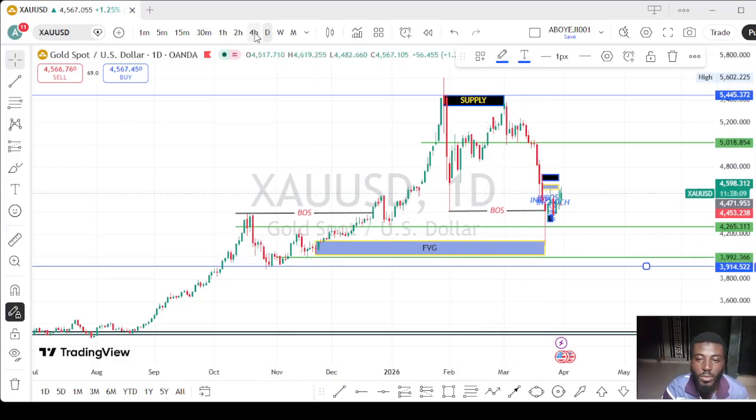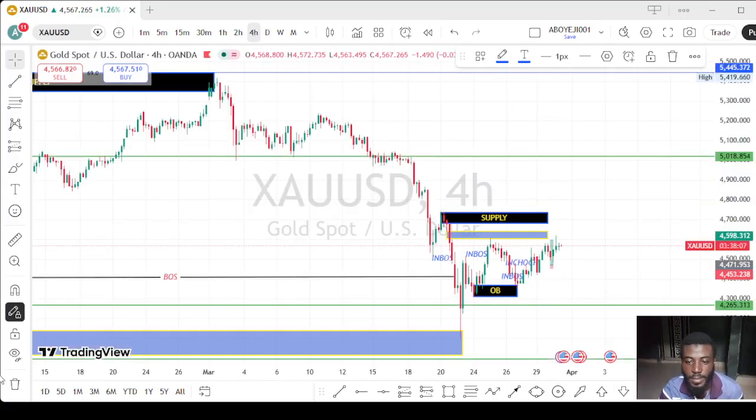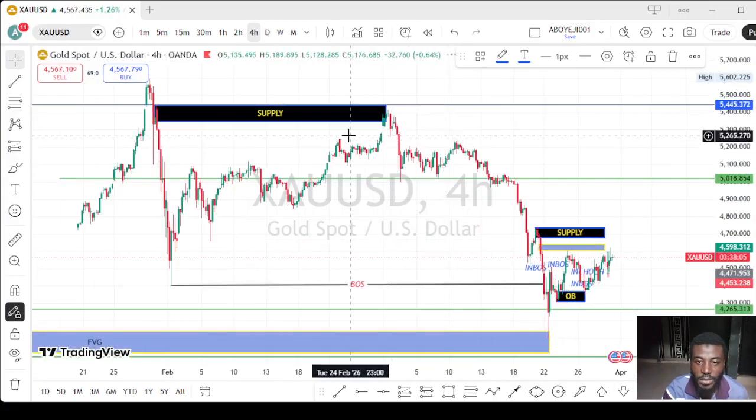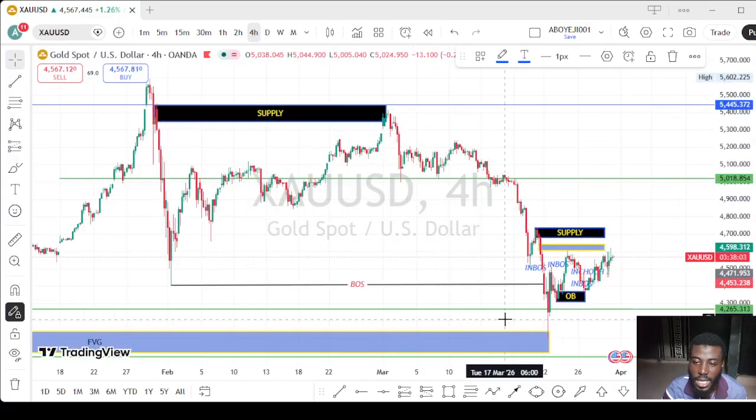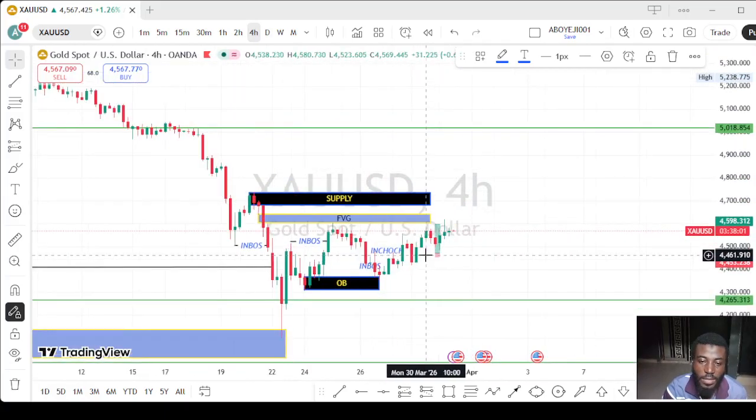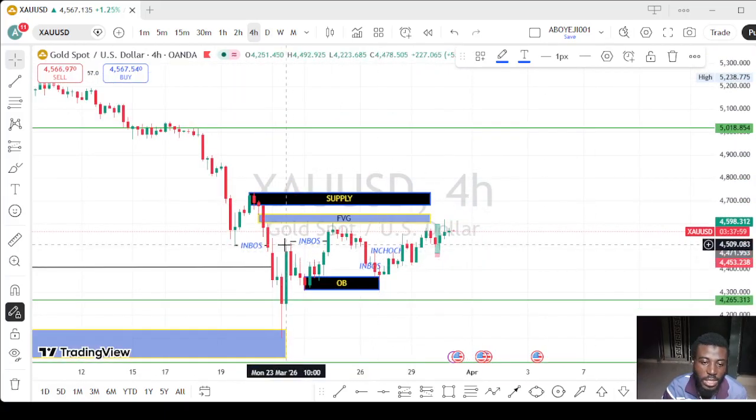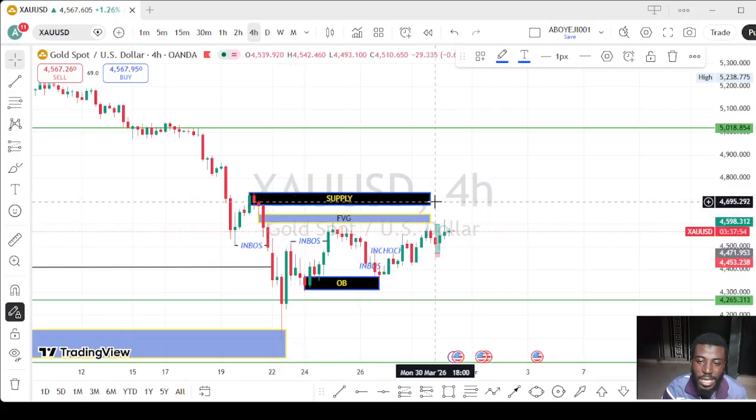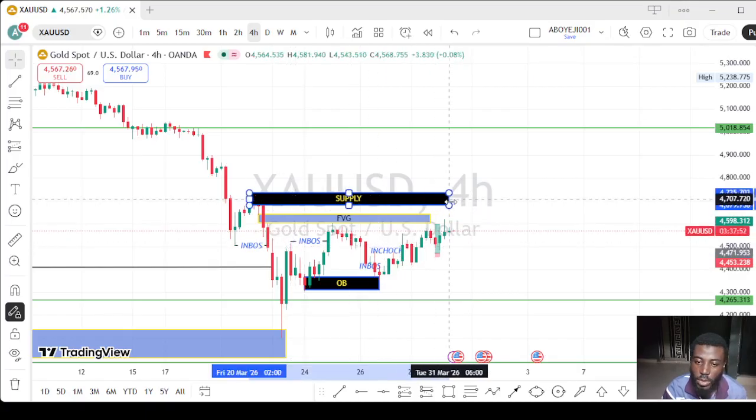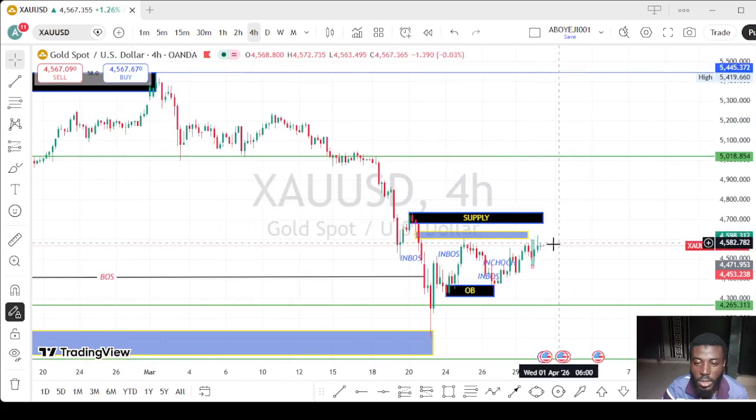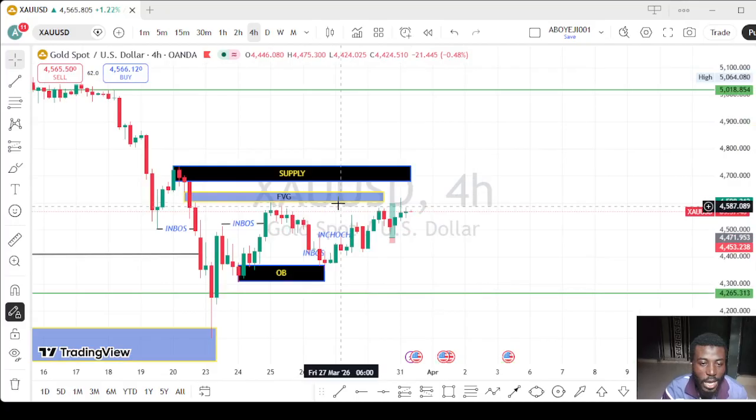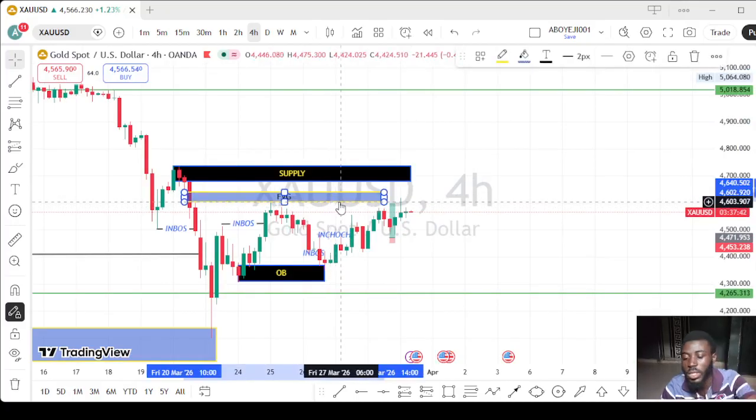Let's move to the daily time frame. This is our daily time frame. This is the supply that pushes the market down. Let's find the recent trend. This is the recent trend, this is the break of structure, and this is the minor supply. This is not major supply for me. We are having an FVG here, but as for me, this is liquidity.